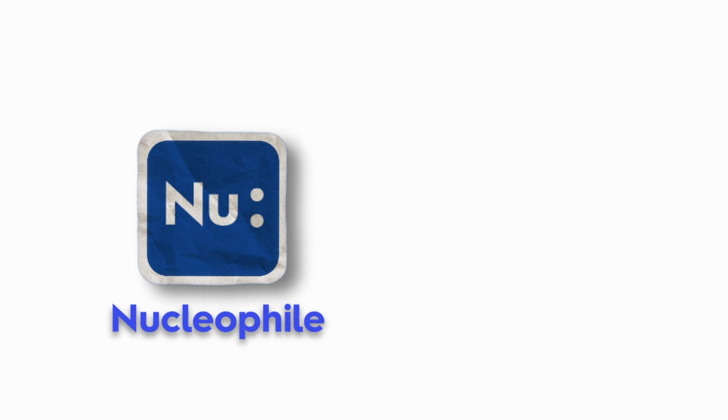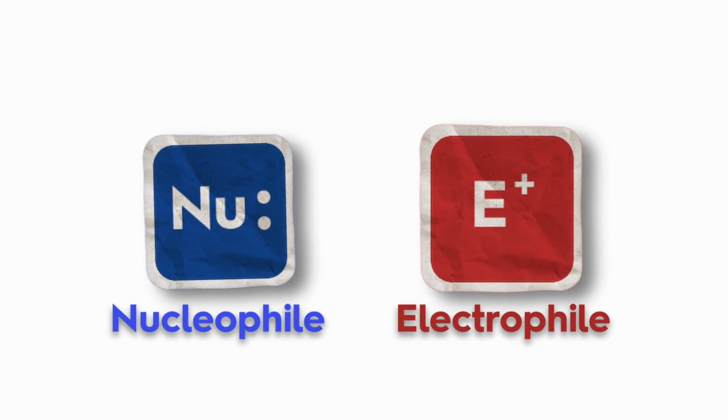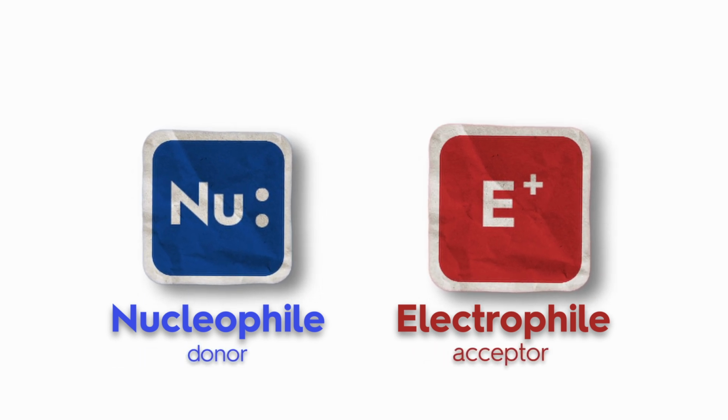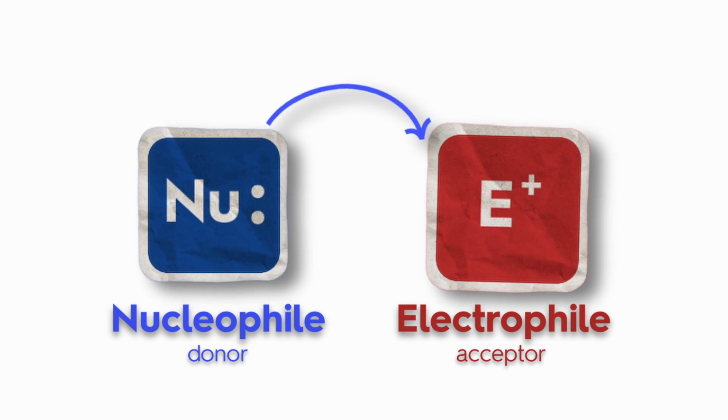Now, let's label the two players sharing those electrons. Think nucleophile to electrophile, from electron-rich to electron-poor. The nucleophile donates a pair, the electrophile accepts it. So the arrows always go from nucleophile to electrophile.